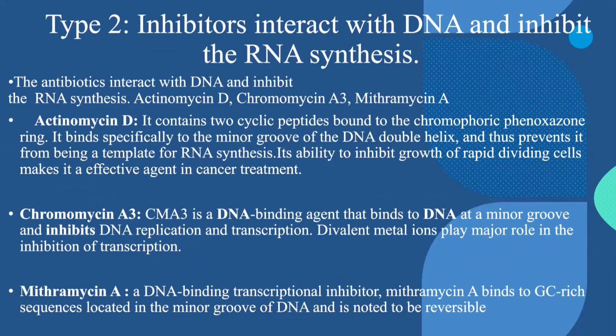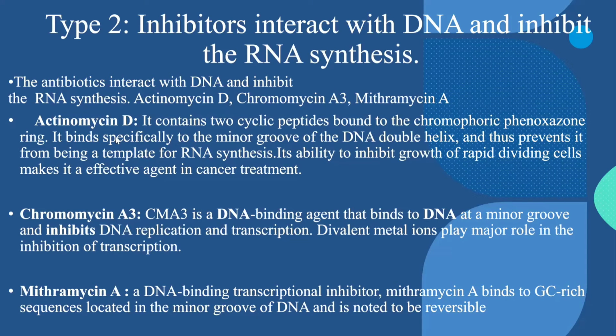Next are the inhibitors which interact with the DNA and inhibit RNA synthesis. These chemicals do not act as inhibitors of RNA polymerases, but instead they directly act on DNA, thereby inhibiting the process of transcription. These types of inhibitors are actually antibiotics. That is actinomycin D, chromomycin A3, and mithramycin A. These three chemicals directly interact with the DNA, thereby preventing the transcription process.